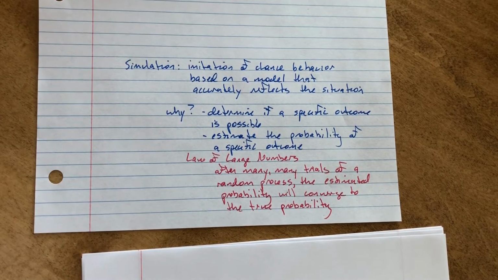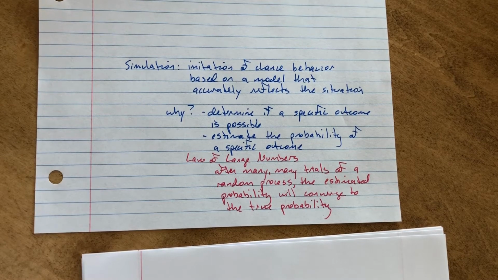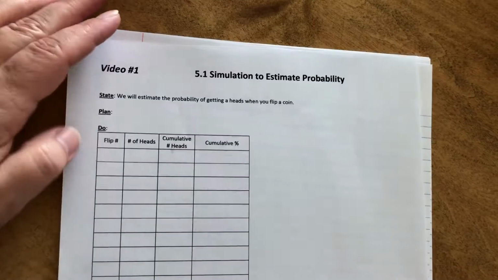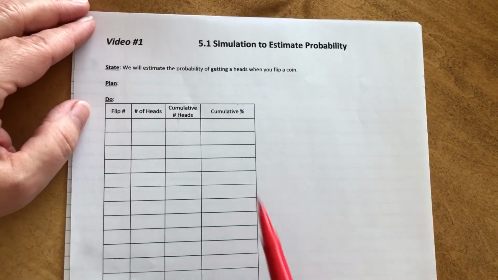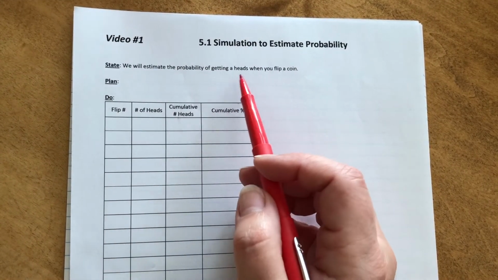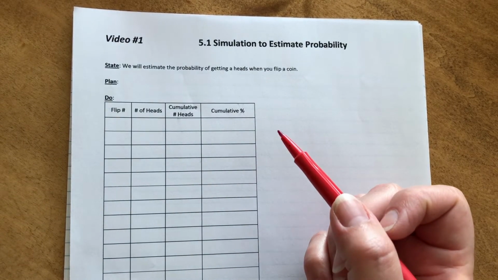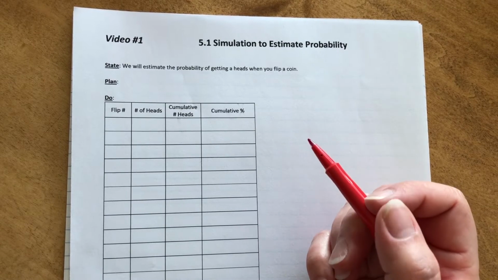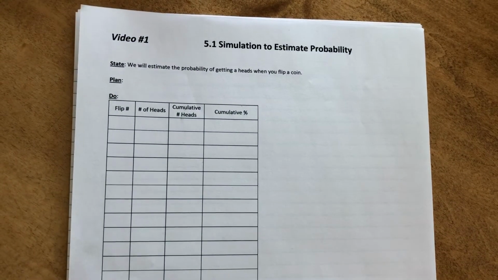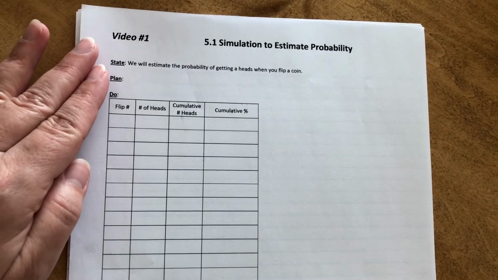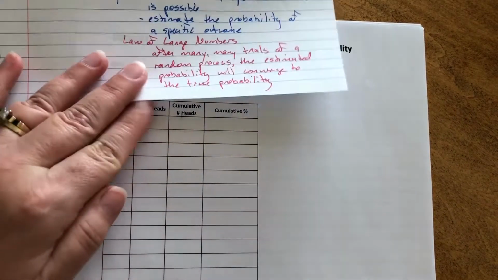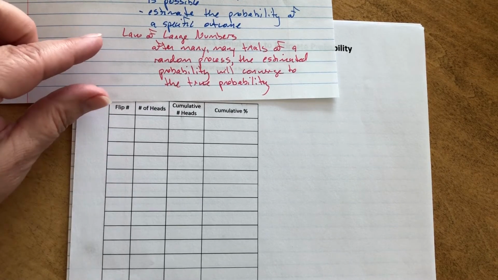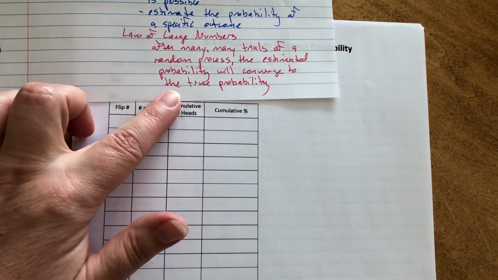The easiest, most straightforward simulation I can think of is flipping a coin. So we are going to simulate flipping a coin and estimate the probability of getting a heads. Now, we all know that the probability of getting a heads or a tails when you flip a coin is 0.5 because there's 2 options, heads or tails. But we're going to do a simulation because I want to show you how the law of large numbers works, how after many trials, our probability will start converging towards that 0.5.